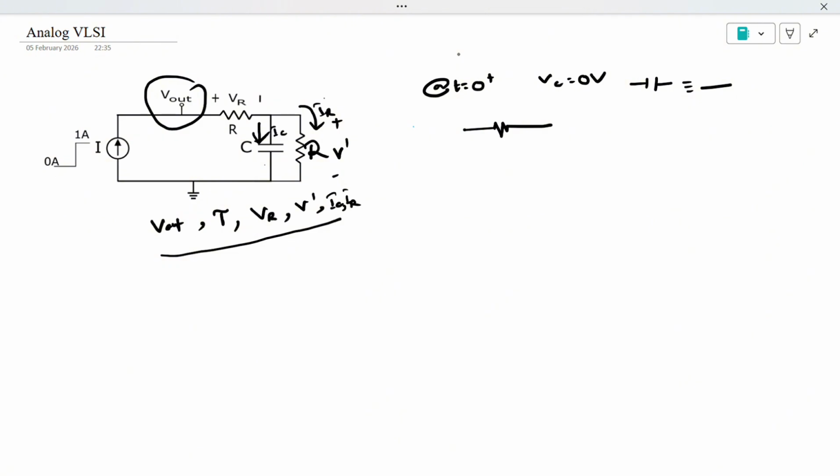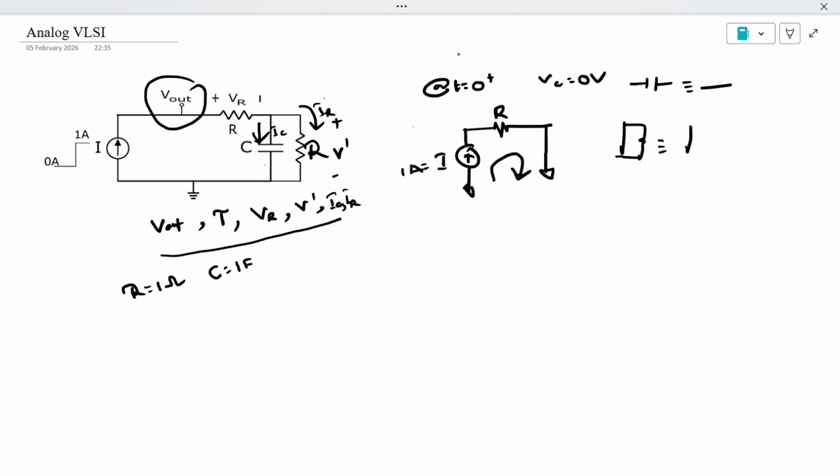So the capacitor is short circuit, right? Since it is short circuit, no need of the resistor. A short circuit which is in parallel with the resistor will give the short circuit only. So here we have the current source, which is I is equal to 1 ampere, and for simplicity let's write the values R is equal to 1 ohm and capacitor is equal to 1 farad. Now what is the value of I flowing here? It will be 1 ampere obviously. So the voltage across the resistor will be VR is equal to 1 volt.